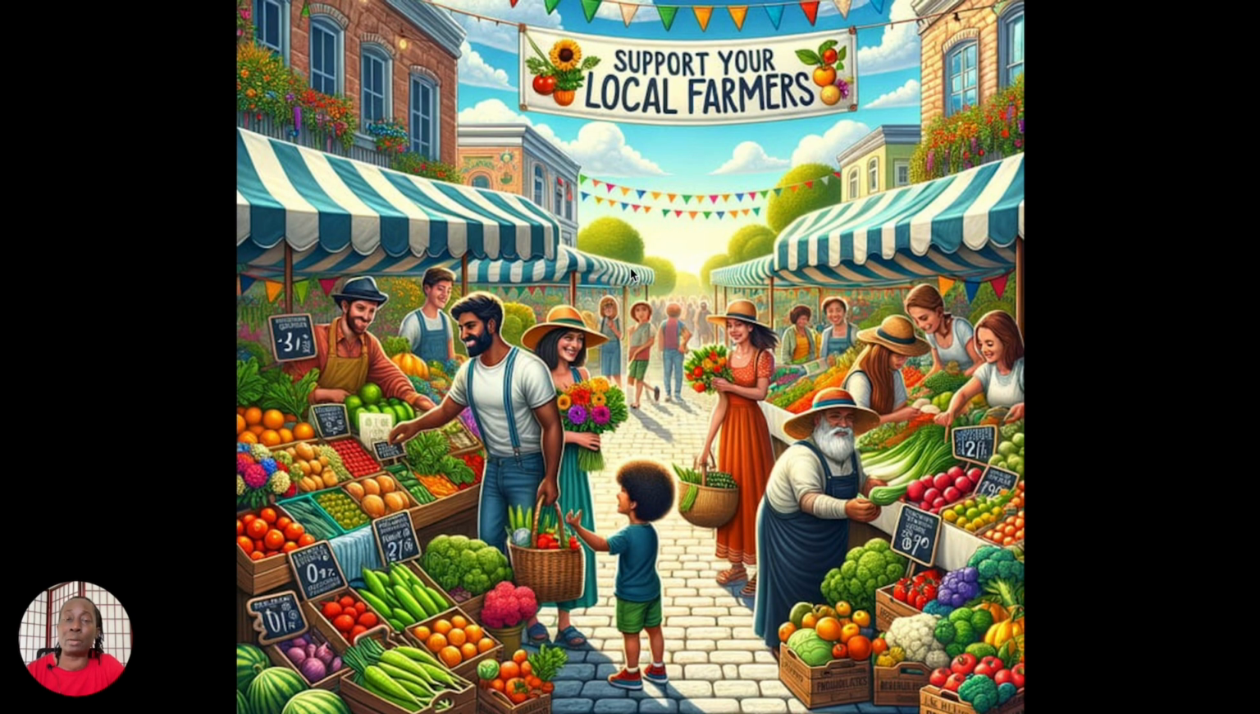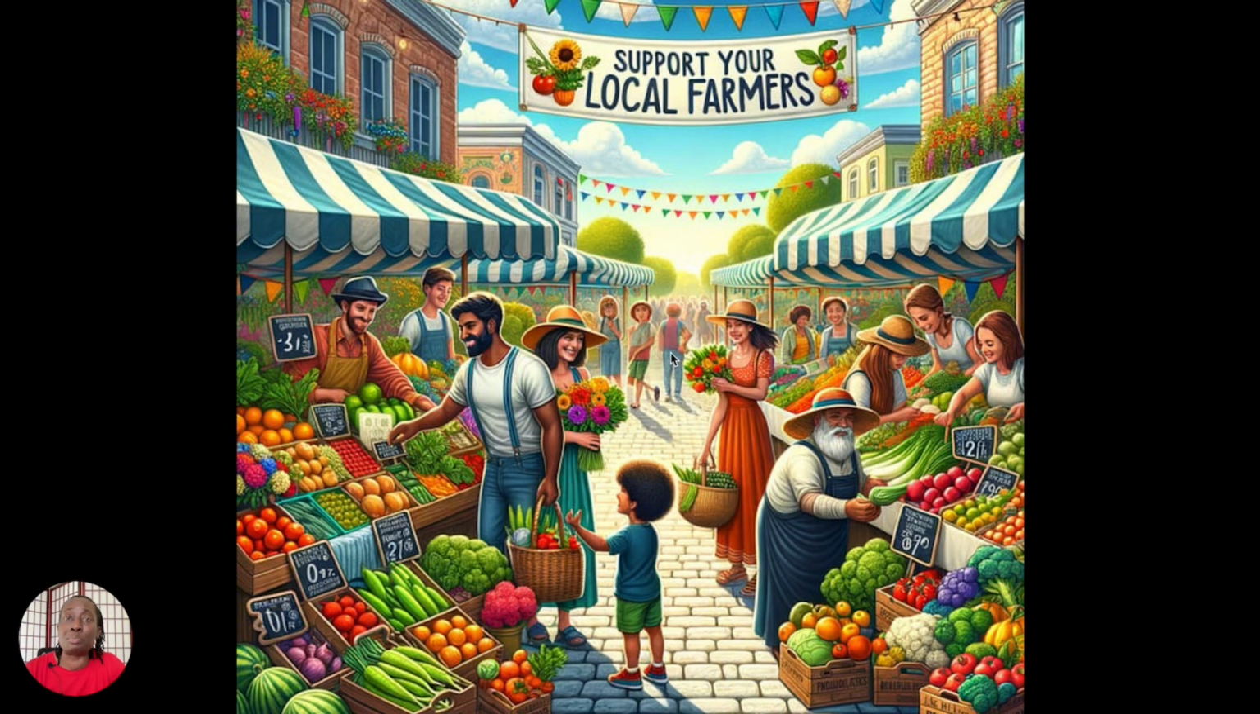And in the farmers market, the farmers sell their produce under canopies. This is a canopy. This is a canopy. This is a canopy, and this is a canopy. How many canopies are there? 1, 2, 3, 4. There are 4 canopies in the picture.